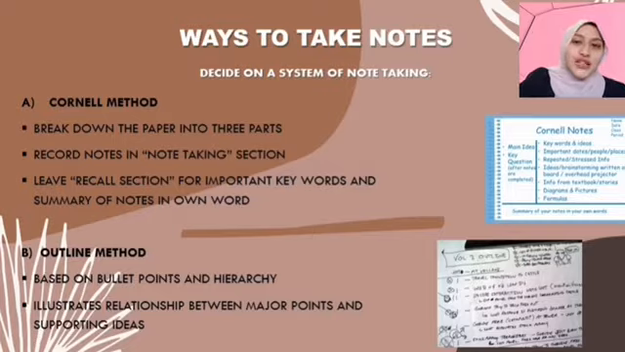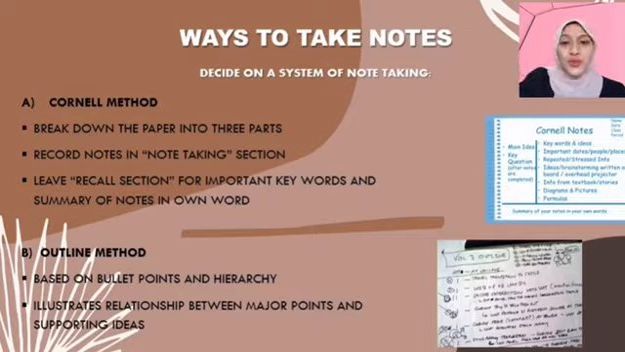After class, you can write questions, important points, and many more in the left column, which is the Q column. These are meant to help you review later. You can leave the recall section for important keywords and a summary of notes in your own words. This method is designed to help you make notes that can be studied. Therefore, you do not need to rearrange your notes because they are neat.